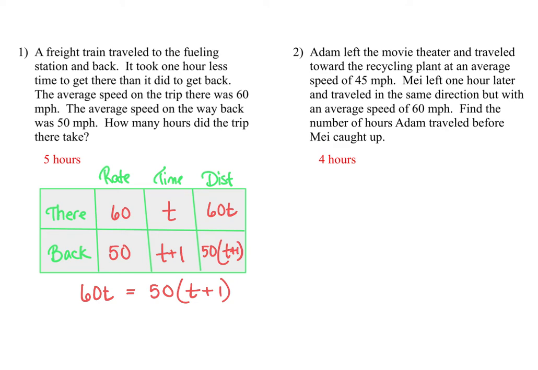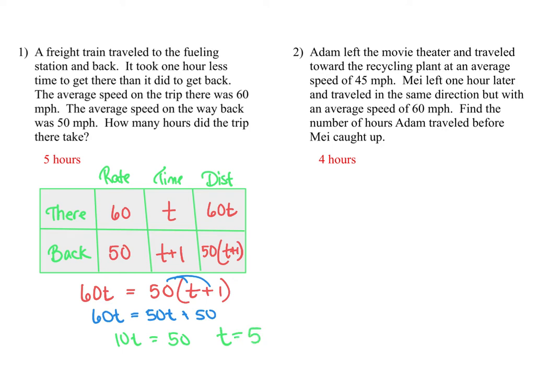Now, solving for t should be something that you know how to do. This is Algebra 1, right? We're going to distribute, move our variables to one side, our numbers to the other. And so when I do that piece of it, distribute this guy, we have 60t equals 50t plus 50. Subtract my 50t over, so I have 10t equals 50, t equals 5, all right?